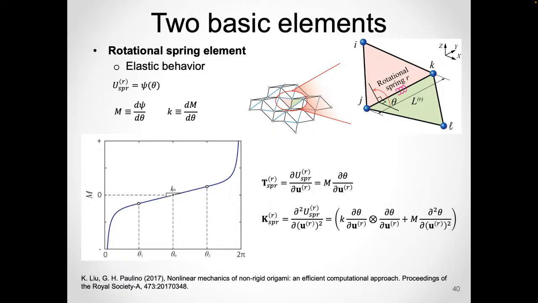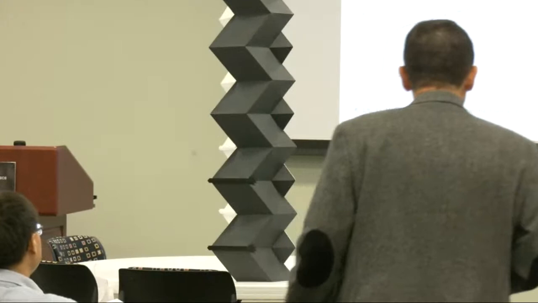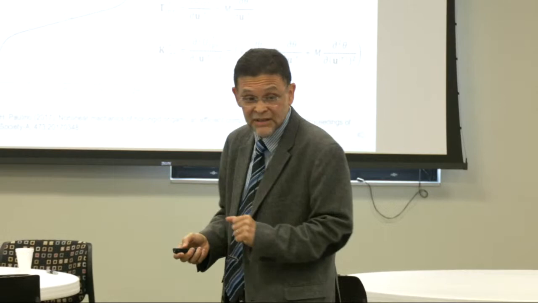And this becomes very important because if you have an expression like this, whenever this angle gets close to zero or close to 2 pi, you are going to have a local contact. And then this gives me an energy barrier that will avoid the local contact. Not every contact, okay? Not every contact, but the local one. And this also gives me the entire information I need to build my vector of internal forces and the stiffness matrix.